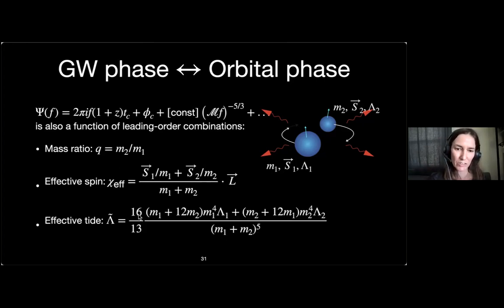And this effective tide combination, which is a little bit of a messy combination of masses and individual tidal components, ends up being what's packaged up together against one of these frequency terms, and lets us extract this combination as our best measured combination of parameters, similar to the way the chirp mass is the best measured combination of mass parameters.